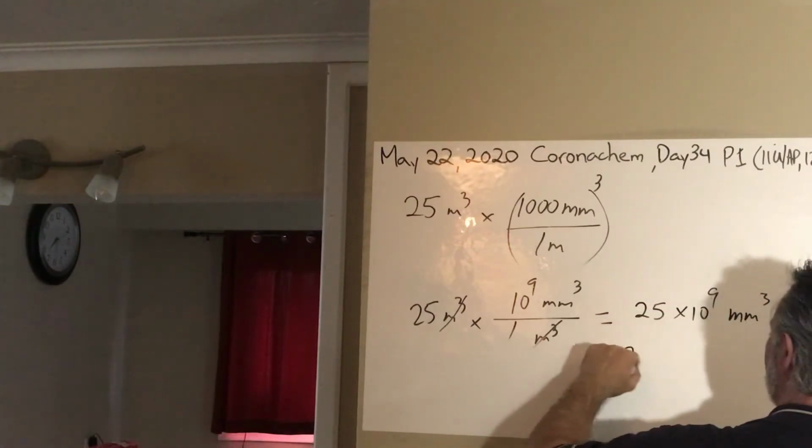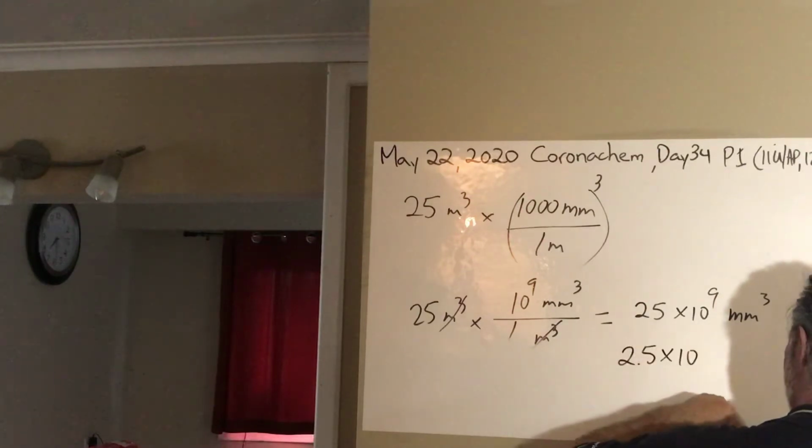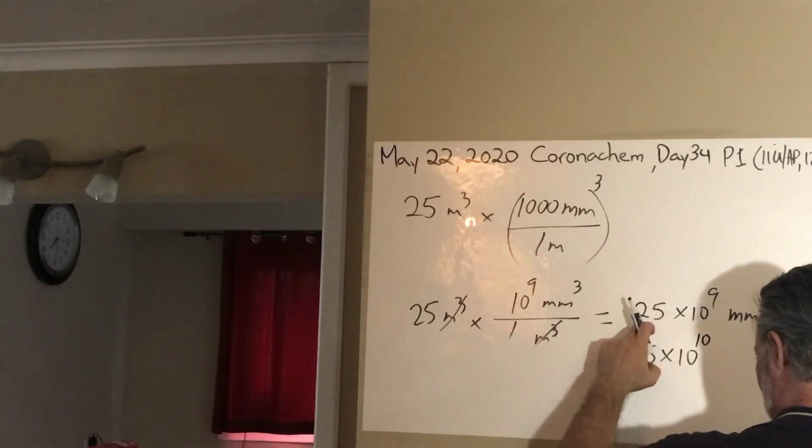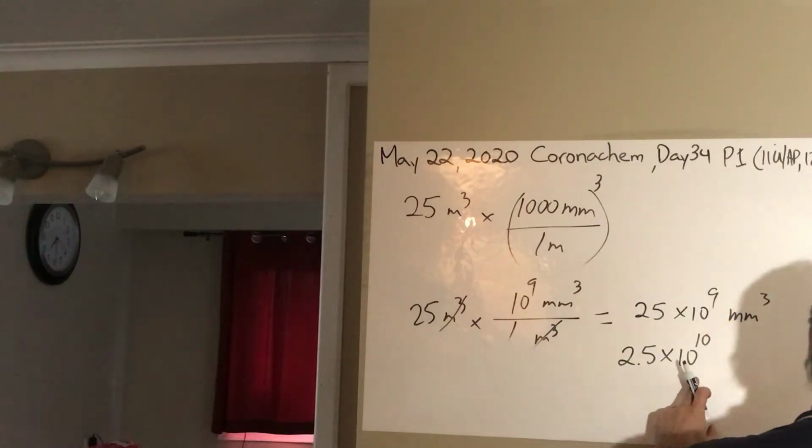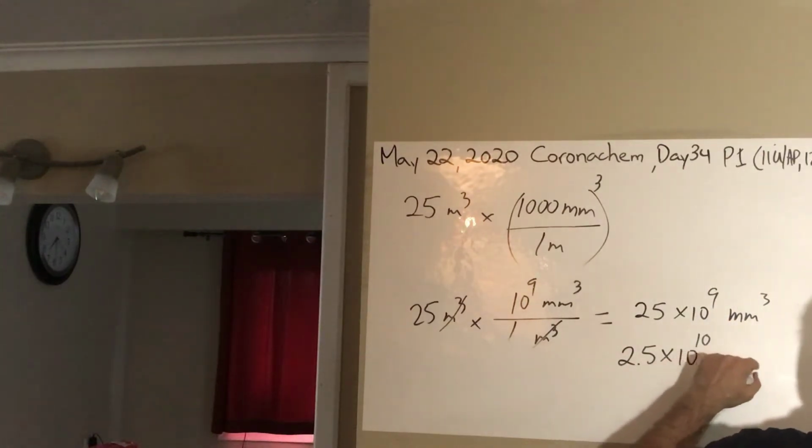And in scientific notation, that would be 2.5 times 10 to the 10. So 25, make it 10 times smaller, 10 to the 9, make it 10 times bigger, and you go up by a power, and that's your answer in scientific notation.